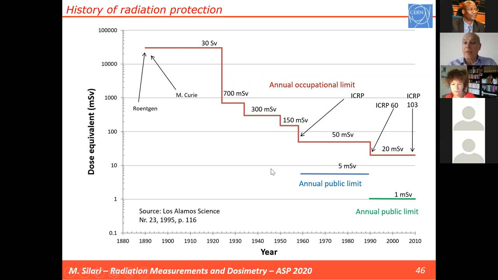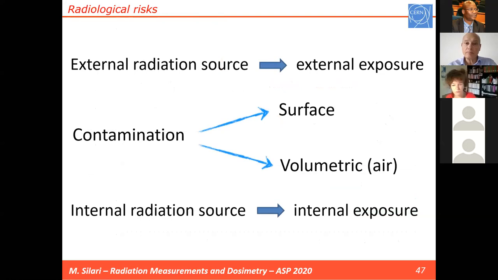Okay? The annual limit for the public was only introduced late in the 60s, at 5 millisievert. When the occupational exposure for workers went down from 50 to 20 millisievert, the annual public limit went down from 5 to 1 millisievert. So the current limits are 20 millisievert per year for workers, for occupationally exposed professionals, and 1 millisievert for the general public.